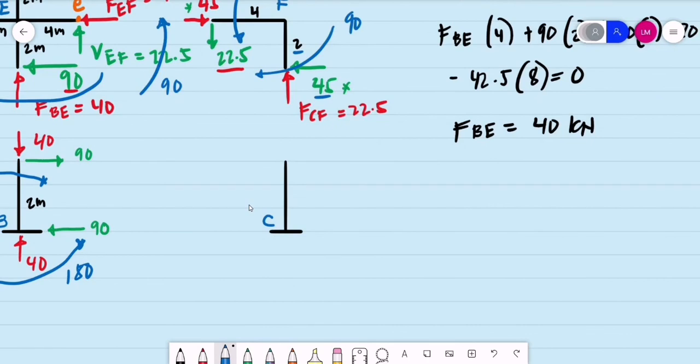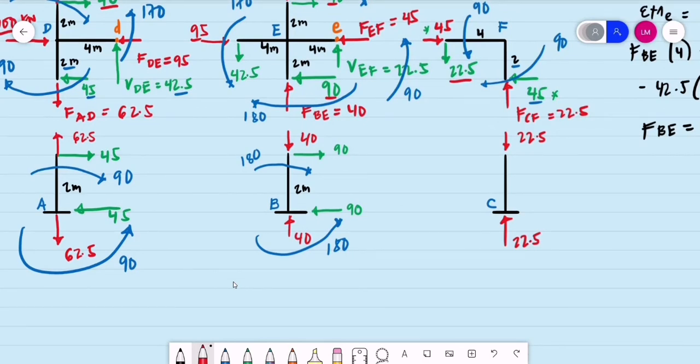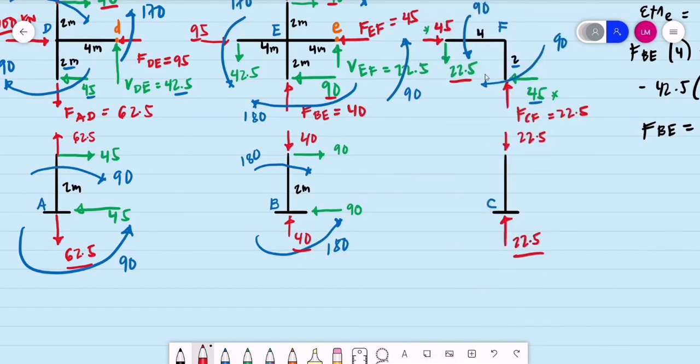Then at base C, this axial force is 22.5 kilonewtons downward. Then the vertical reaction should be equal to 22.5 kilonewtons. Then if we have to check the vertical equilibrium, as you can see, we have this 62.5 downward, 40 and 22.5 upwards. So in equilibrium, that is 62.5. Just one way to check, minus 40 minus 22.5. And that is equal to 0.